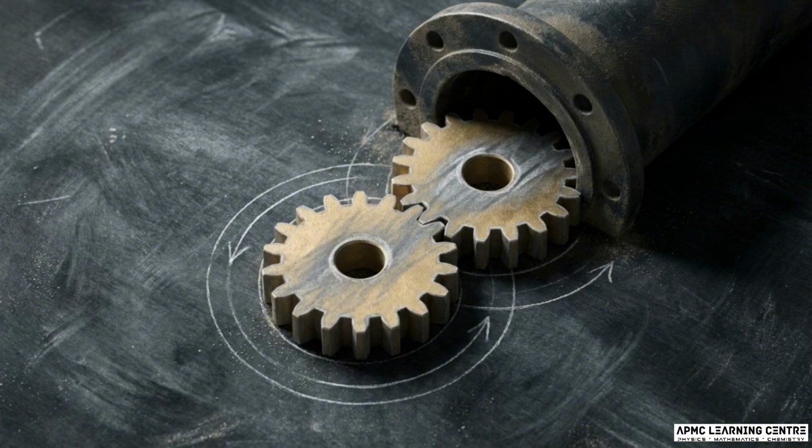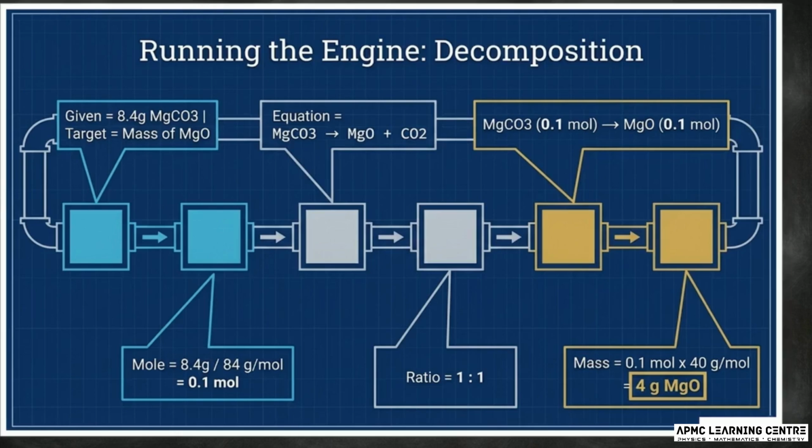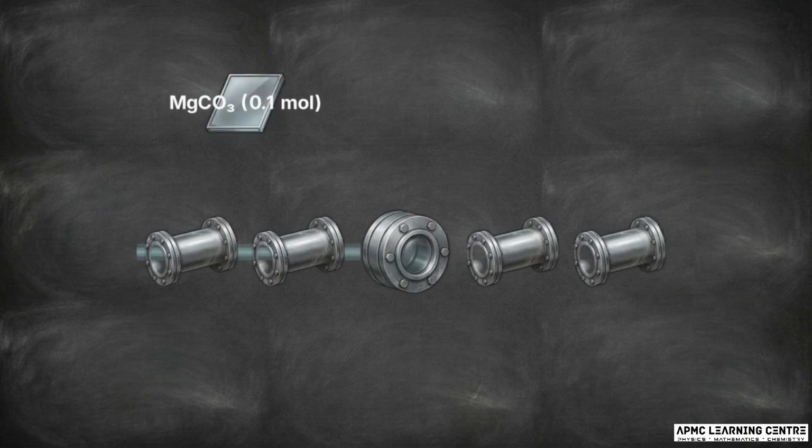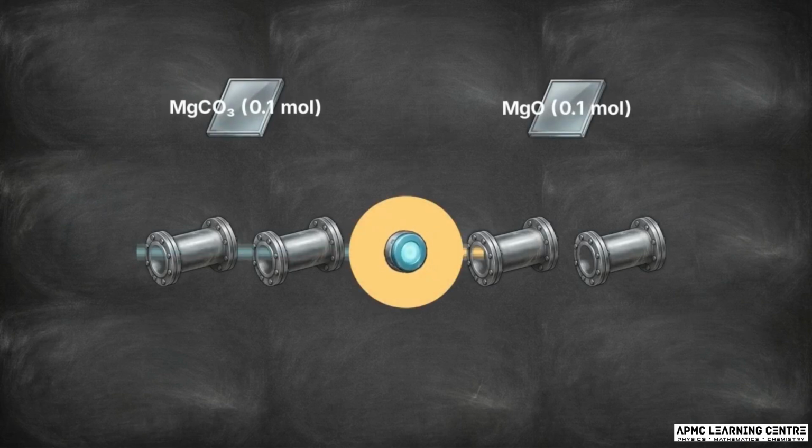Step 5 applies the 1-to-1 ratio. Since the ratio is equal, our 0.1 moles of starting material translates exactly into 0.1 moles of our target, magnesium oxide. The color shift in the diagram indicates we have crossed the bridge. We are now operating entirely in the target substance's territory.